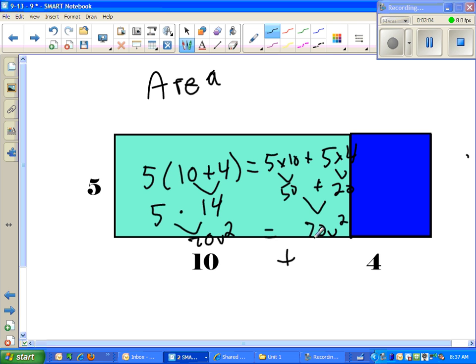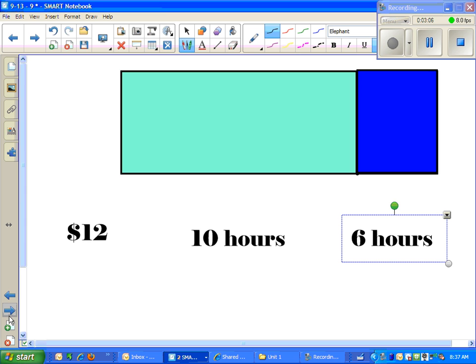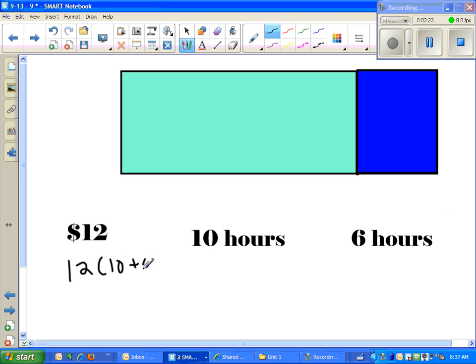So outside of area, when would I use this? Let's say I make 12 bucks an hour, and today I work for 10 hours, and tomorrow I work for 6 hours, and I want to figure out how much I make. I could do it one of 2 ways. 12 times 10 plus 6, or it's an equivalent expression here. 12 times 10 plus 12 times 6.